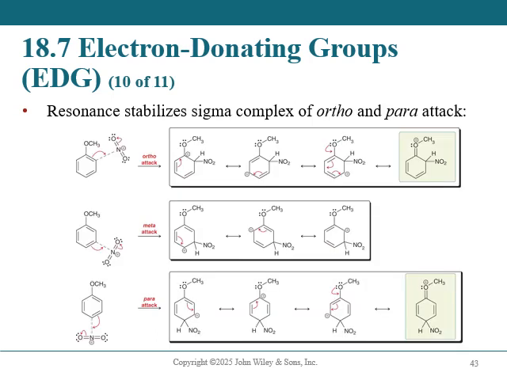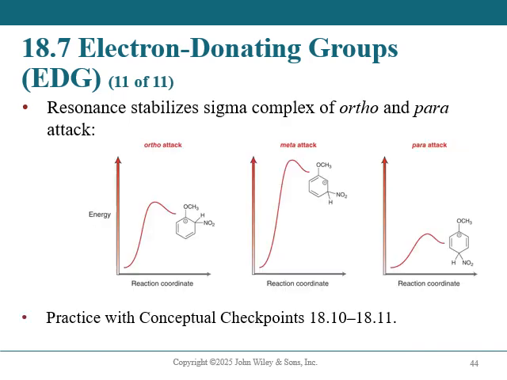Resonance stabilizes the sigma complex of ortho and para attacks. We saw that with the methyl group as well. As a consequence, just like for the methyl group, the meta attack has a much higher energy barrier to overcome than the ortho and para. Therefore, it is the least likely product to form.